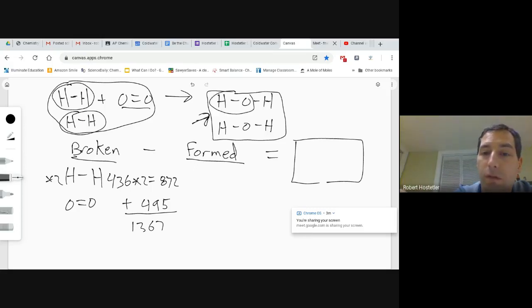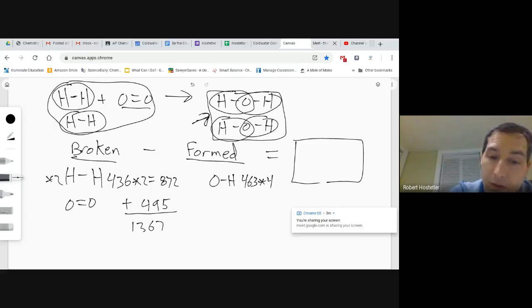We can see that we are forming a single bond between O and H. We didn't have that before on the other side. So if you count, we have lots of OH single bonds. In fact, we have 1, 2, 3, 4 of them. So if you look up an OH single bond on your chart, that is 463. But we need to multiply it by 4 because we have 4 of them. So when we do that, we get 1854.